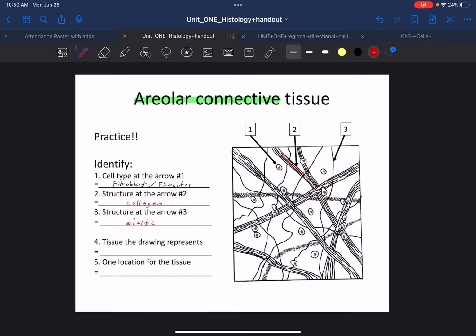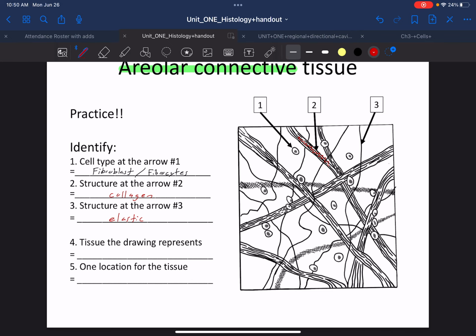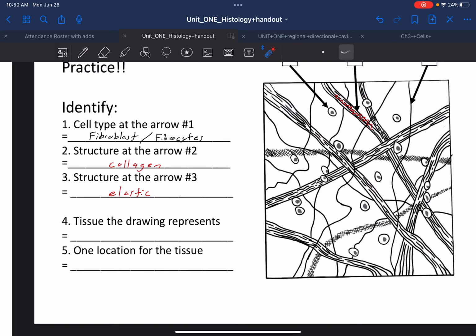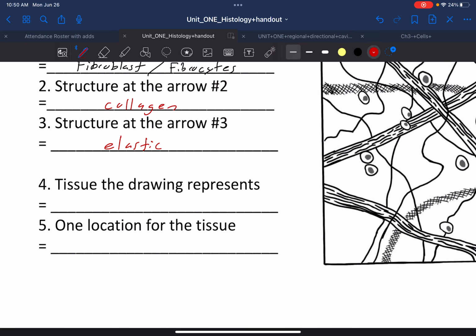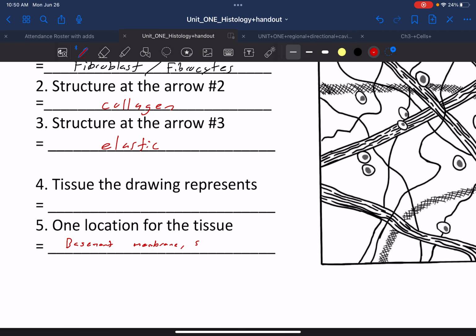Make sure you practice spelling for that one. And then a location, you can just simply write basement membrane, or around cushioning every organ. Pick one that's really easy for you to remember. I'm going to put basement membrane. I'm going to put surrounding organs.